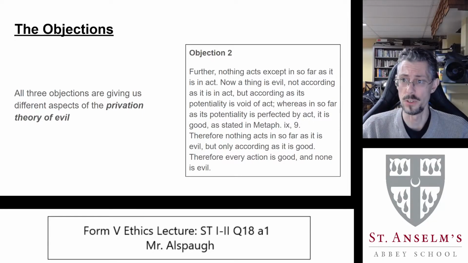But a thing is evil, not according as it is in act, but according as its potentiality is void of act. Whereas insofar as its potentiality is perfected by act, it is good. And so we're actually going back to something we've seen before. If we associate act with good, then we associate evil somehow with potency, but act is when potency is actualized. So how does evil act? What's going on if it's some kind of potency or failed realization of potency?